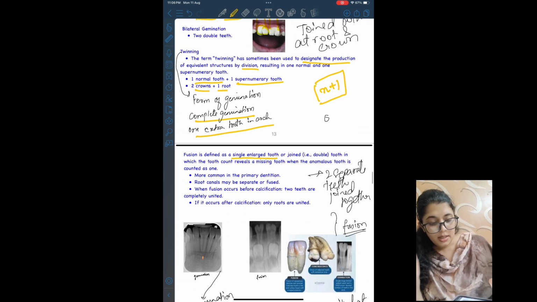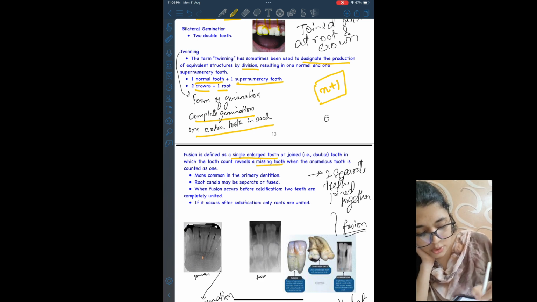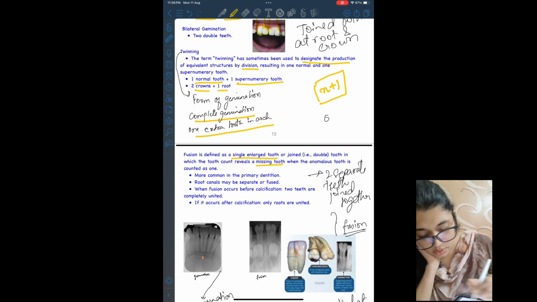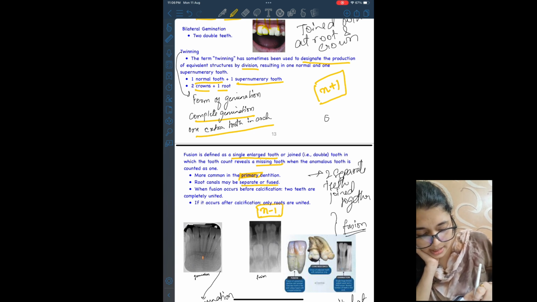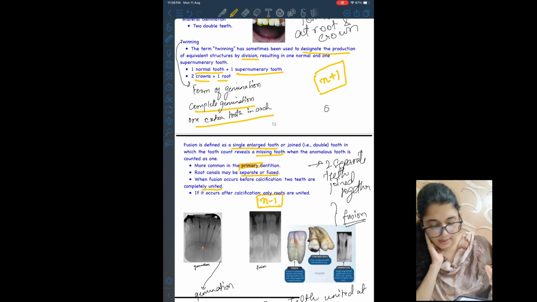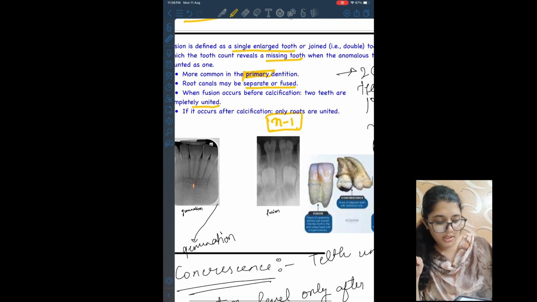Now the next is fusion. Fusion is defined as a single enlarged tooth or joint, that is a double tooth, in which the tooth count reveals a missing tooth when the anomalous tooth is counted as one. So fusion is usually n minus 1. It is more common in primary dentition, remember this. Root canals may be separate or may be fused. When fusion occurs before calcification, two teeth are completely united. If it occurs after calcification, only the roots are united.